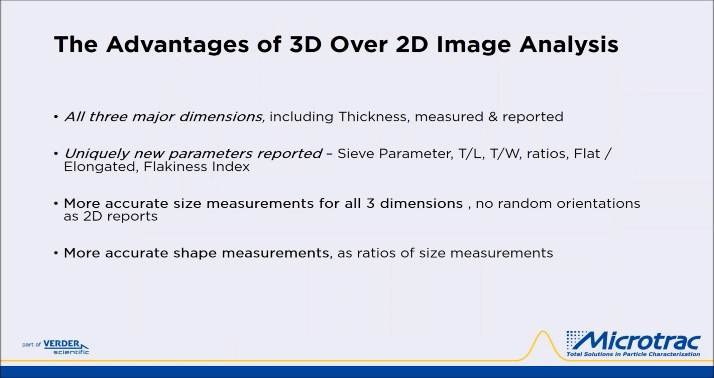3D image analysis measures all 3 dimensions and is available, patented, from only Microtrac. It provides calculation of such unique parameters as sieve parameter, which is a function of thickness and width, thickness to length ratio, thickness to width ratio, flat and elongated, and flakiness index. 3D gives the true sizes of each particle, not the sizes of particles in random orientations, and more accurate shape measurement results because they are calculated from ratios of size measurements.